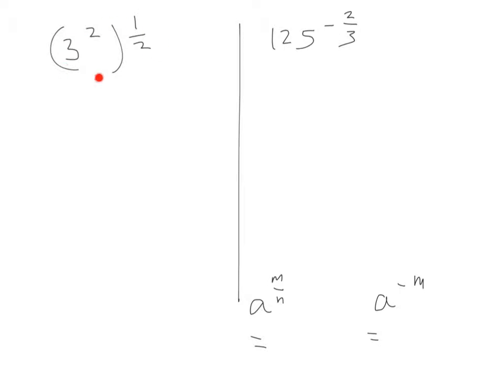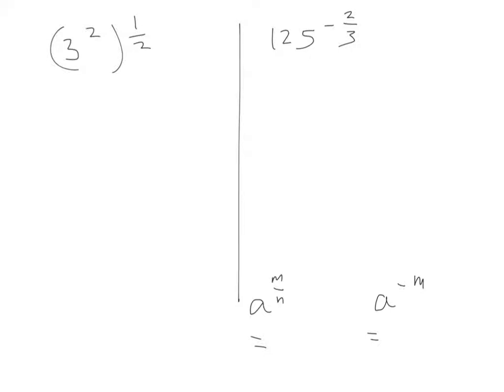So let's say we've got this thing here. We've got 3 to the power of 2 raised to the power of a half. And then we've got this business happening here. So we're going to have a look at this rule and this one, as well as the thing we already know about what we do if we've got this case here. So let's go to work.